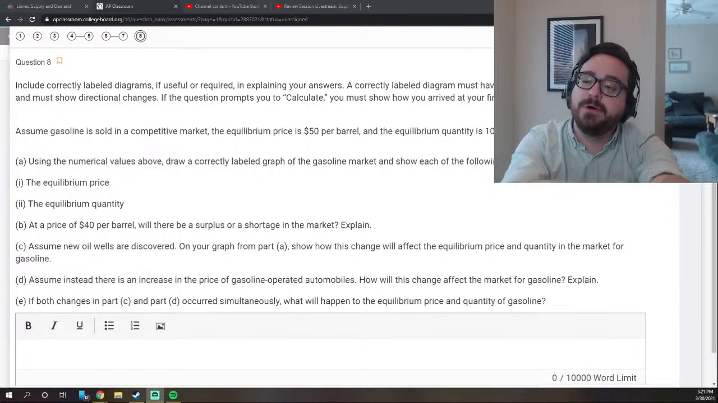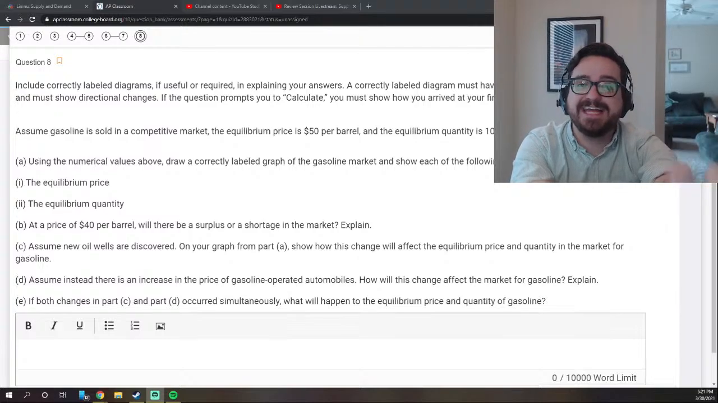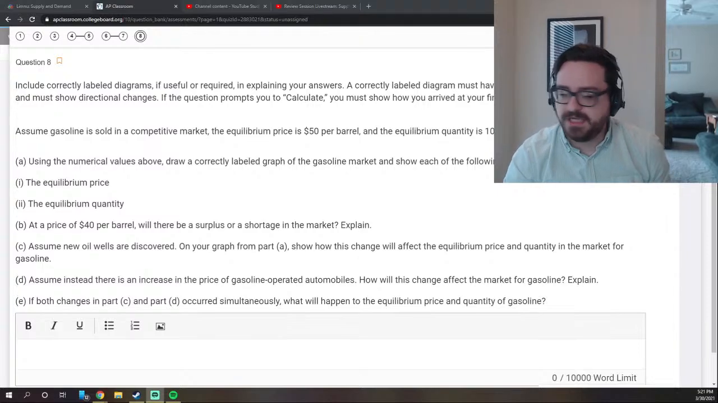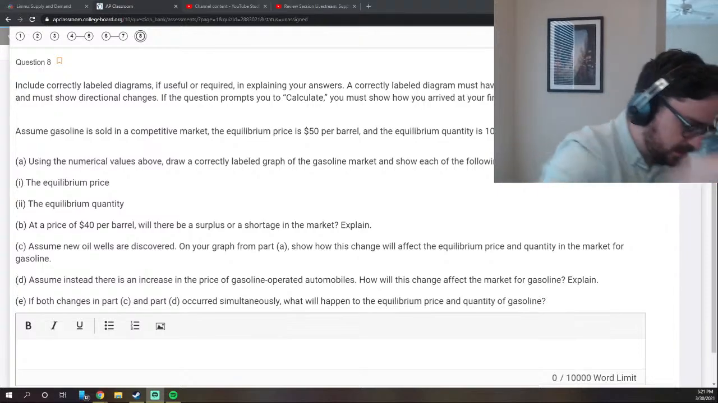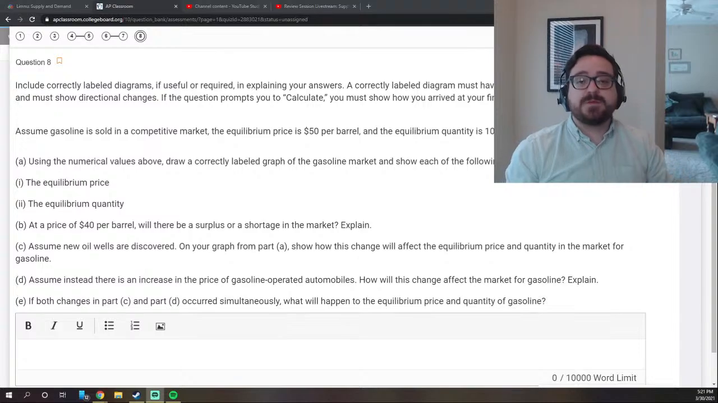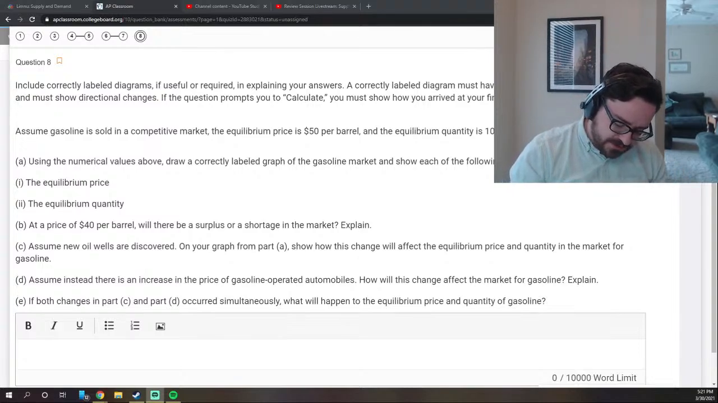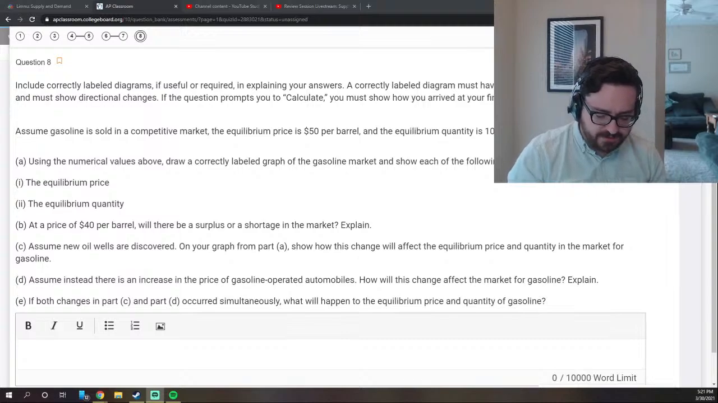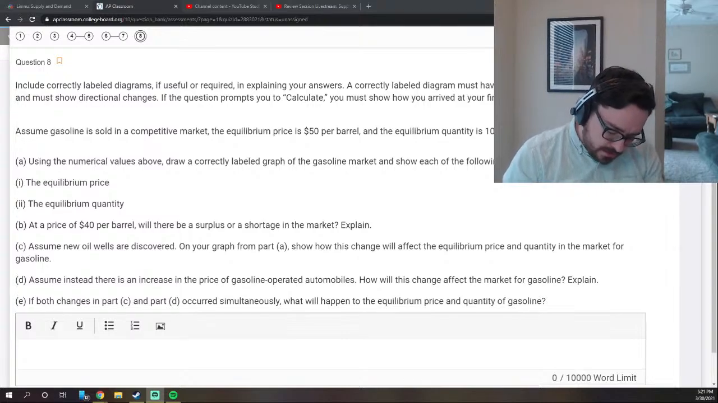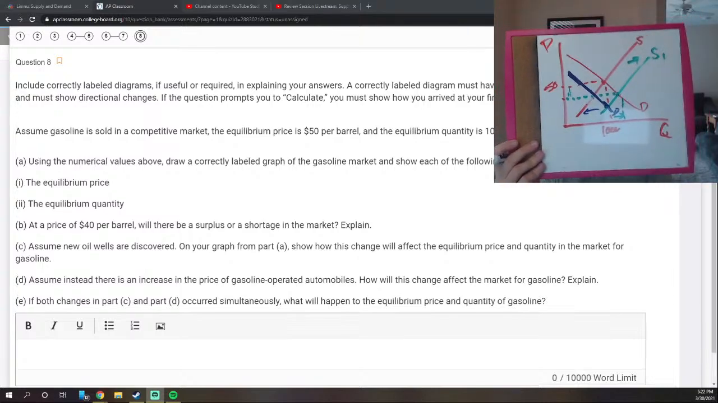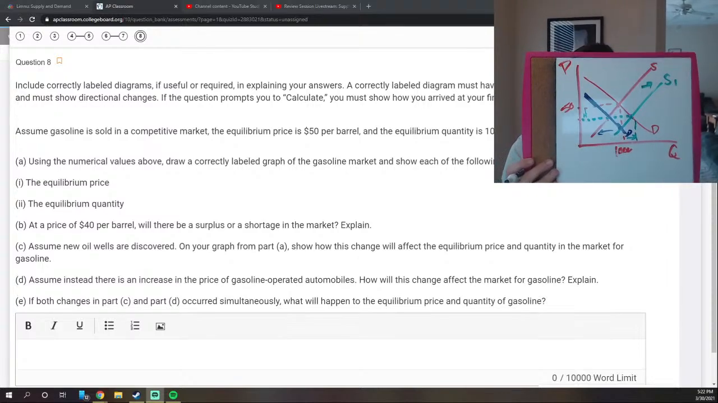E, if both of those things happen, if C and D both happen, what happens to price and quantity? Okay, I am actually going to draw it, even though it doesn't tell me to. Technically you wouldn't draw it, it just asks you to do it verbally, but on those types of questions I would still probably want to draw it, and I don't think they would take off points if you did. Demand is decreasing. Supply is increasing, so this is my movement right here. I get to this new purple equilibrium at the bottom.